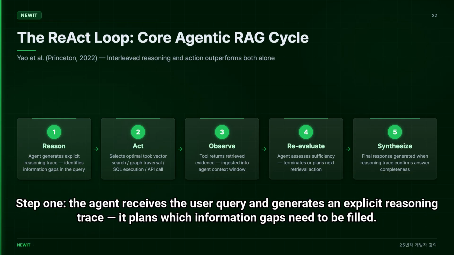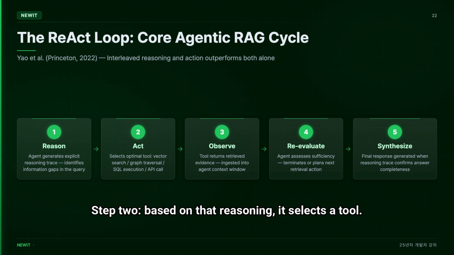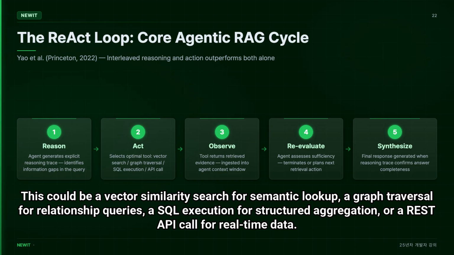Step 1. The agent receives the user query and generates an explicit reasoning trace. It plans which information gaps need to be filled. Step 2. Based on that reasoning, it selects a tool. This could be a vector similarity search for semantic lookup, a graph traversal for relationship queries, a SQL execution for structured aggregation, or a REST API call for real-time data.